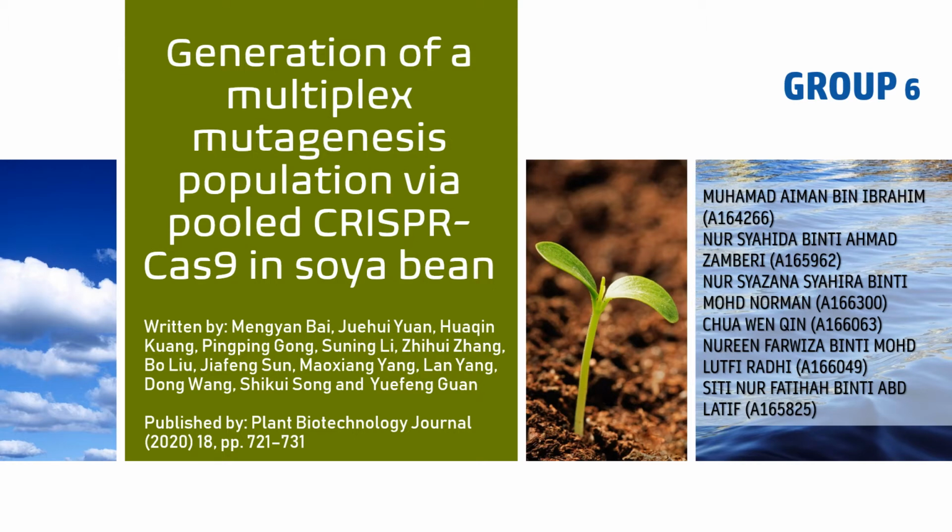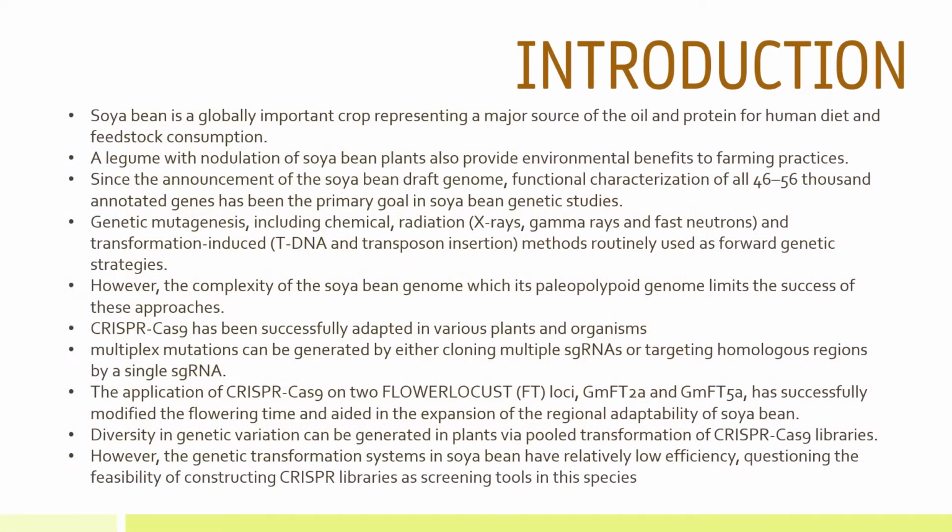We are from Group 6 and want to present a journal about the generation of a multiplex mutagenesis population via pooled CRISPR-Cas9 in soybean. The study is about soybean, which is a globally important crop representing a major source of oil and protein for the human diet and feedstock consumption. As a legume, nodulation of soybean plants also provides environmental benefits to farming practices.